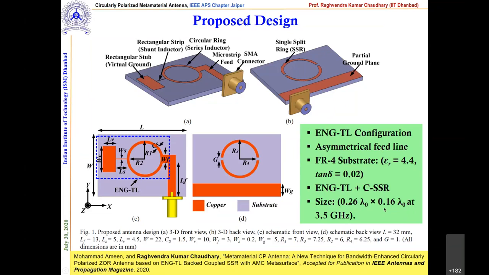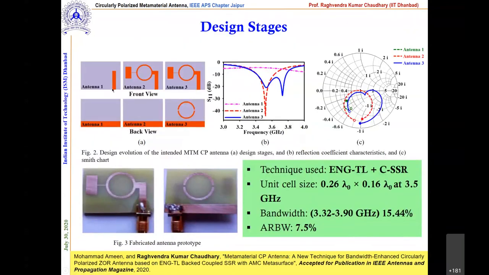Now if you see the design stages, I'll try to explain how the CP is coming in, correct? This is what is actually interesting, and this is the idea I want to discuss with you. This is the top view, and we named them antenna 1, 2 and 3 so the audience can understand. We started with the feed, then attached this ring and the virtual ground plane, and at the last, we loaded the back with the single split ring resonator, correct?